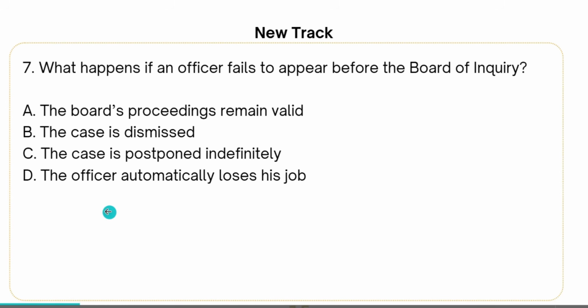Question number 7. What happens if an officer fails to appear before the board of inquiry? A. The board's proceedings remain valid. B. The case is dismissed. C. The case is postponed indefinitely. And D. The officer automatically loses his job.